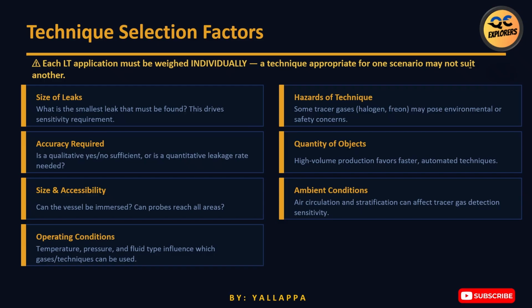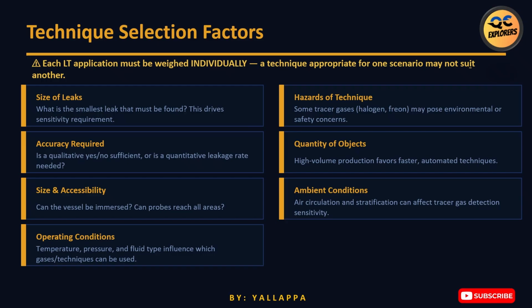Factor 1. Leak size. What is the smallest leak that must be detected? A bubble test may be sufficient for a large leak. A semiconductor vacuum chamber may require helium mass spectrometry. Sensitivity requirements drive technique selection. Factor 2. Accuracy. Do we need a simple yes or no answer, or do we need an exact leakage rate? Some applications require quantitative measurements. Others only require leak detection.